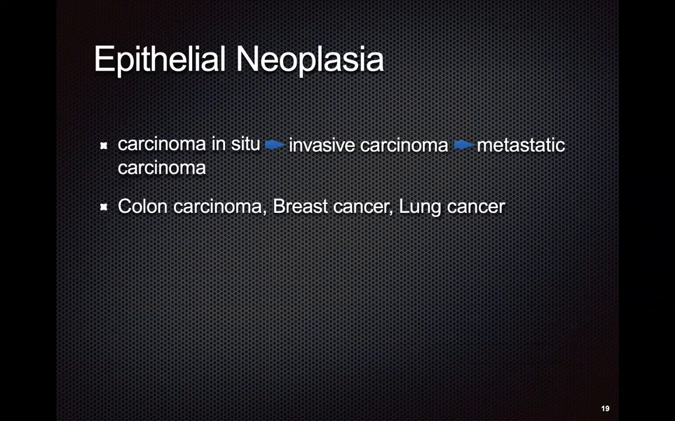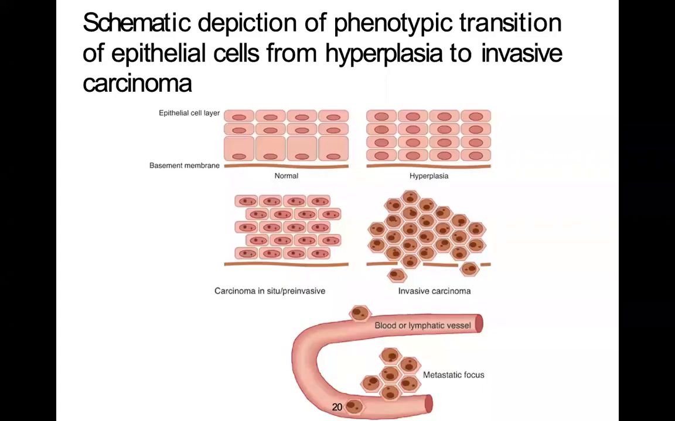Let's talk about epithelial neoplasia. Carcinoma in situ can progress to invasive carcinoma and then to metastatic carcinoma, for example colon carcinoma, breast cancer, and lung cancer.